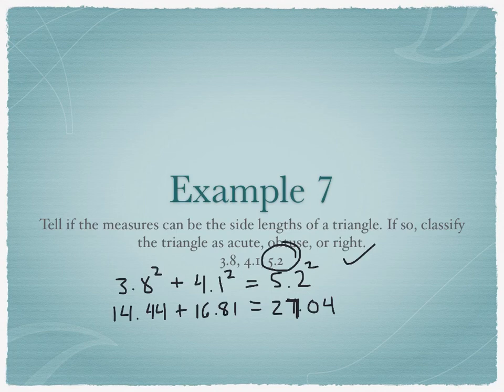So what is 14.44 plus 16.81? 31.25. So how does that compare to 27.04? 31.25 is greater than. So our C squared is less than the other two added together. So what type of triangle is this going to be? Acute.